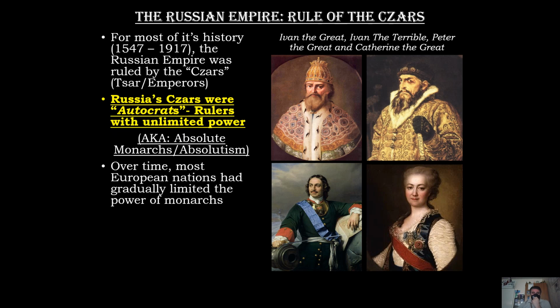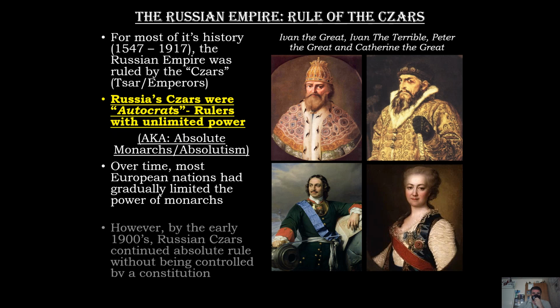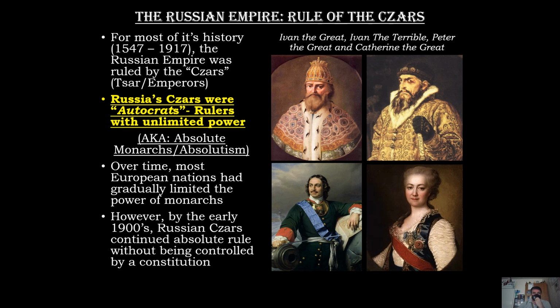Over time, most European nations had gradually limited the power of monarchs. However, by the early 1900s, Russian czars continued absolute rule without being controlled by a constitution. For those of you guys that came in late, we were making a cause and effect chart of the Russian Revolution. So most of the notes you're going to see leading up to the revolution are going to be causes. Obviously, once the revolution starts, everything needs to be in effect.